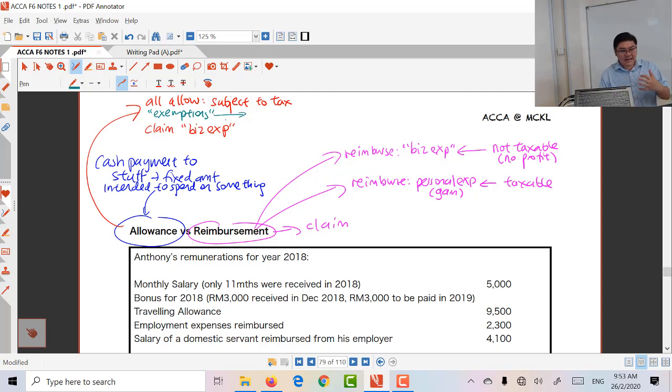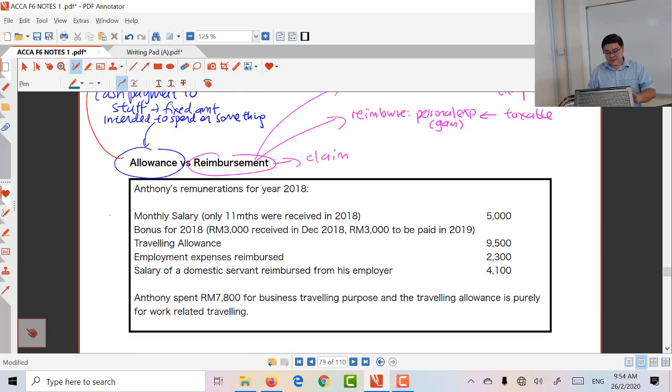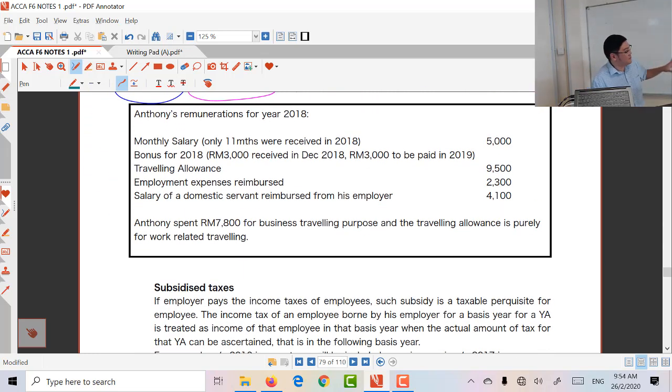So exemption, for example, I'll just quote a few first because we're going to see this later. If you have allowance meant for traveling, you actually get 6,000 exemption out of that allowance. So 6,000, if your tax rate is, let's say, 20%, you save about 1,200. That means you will have less tax, 100 ringgit a month. So that's basically how the government is telling you we compensate back through reduction in your taxes. Okay, so that's how we deal with allowance reimbursement.